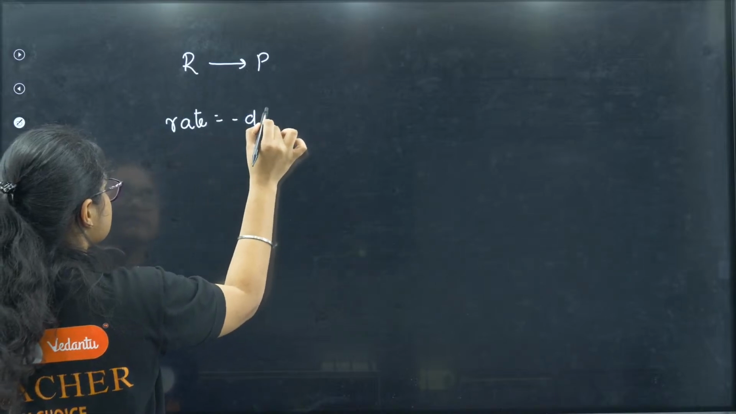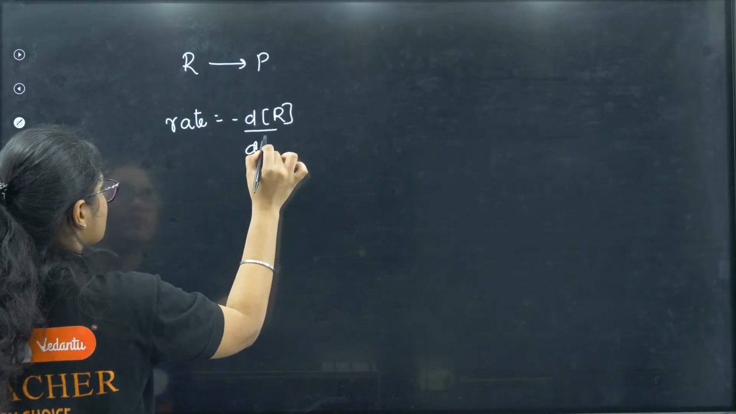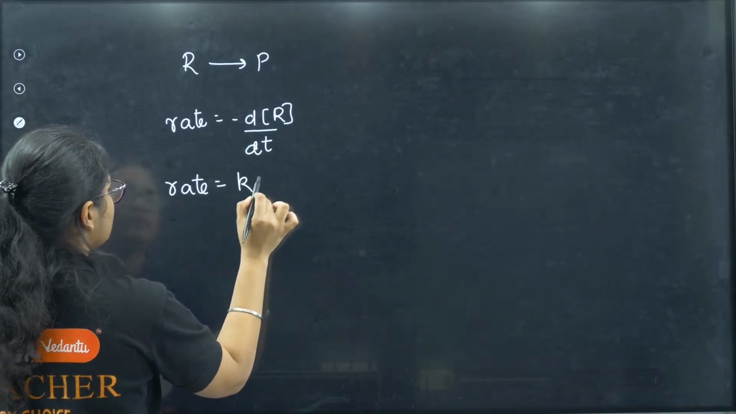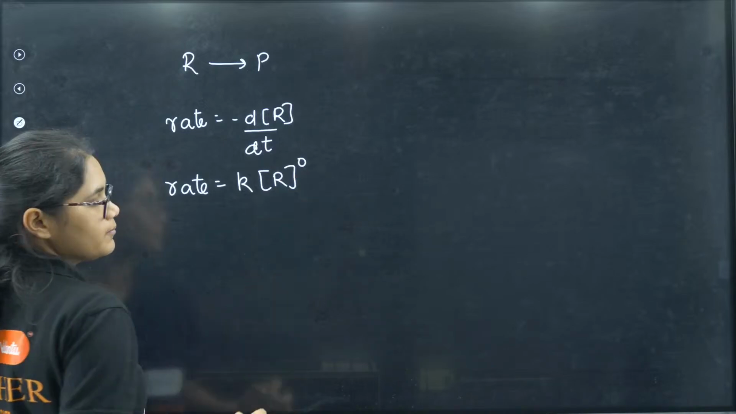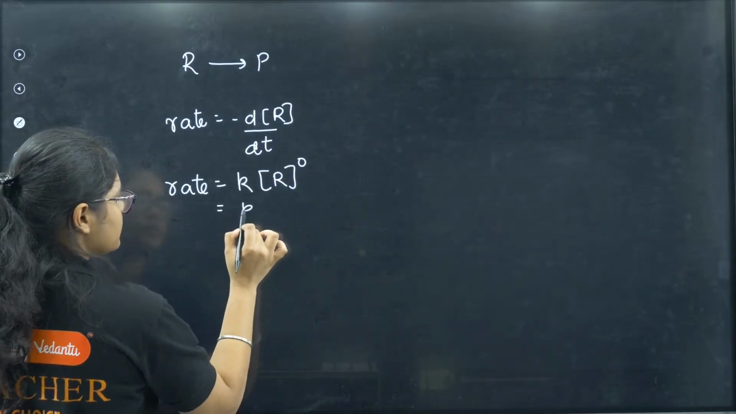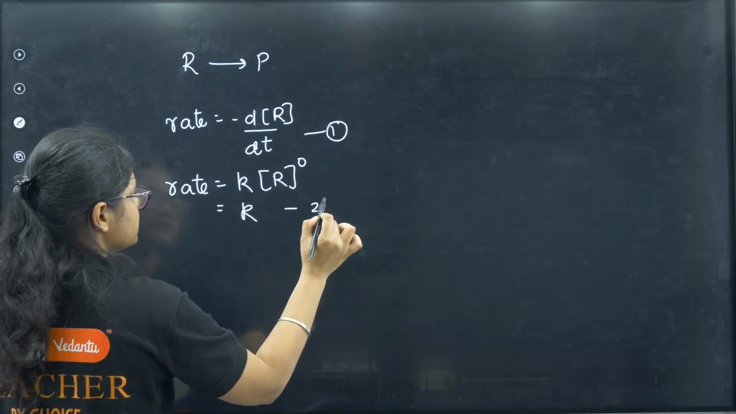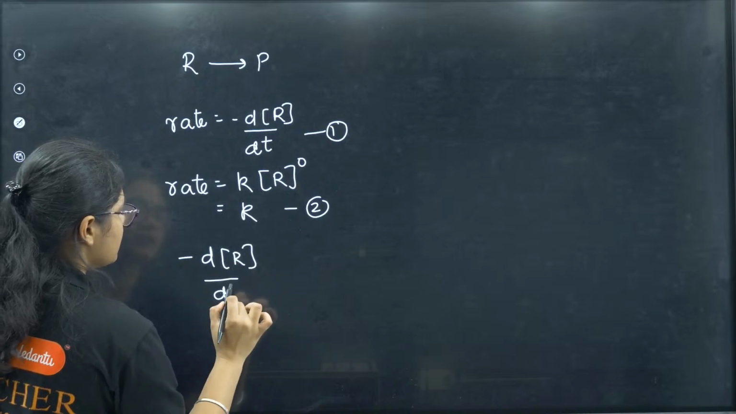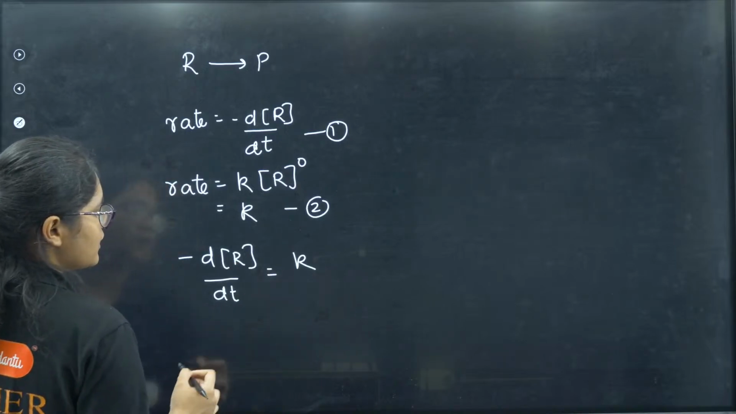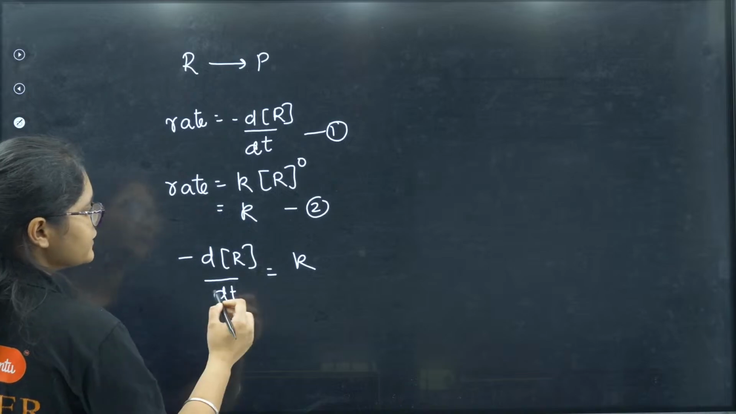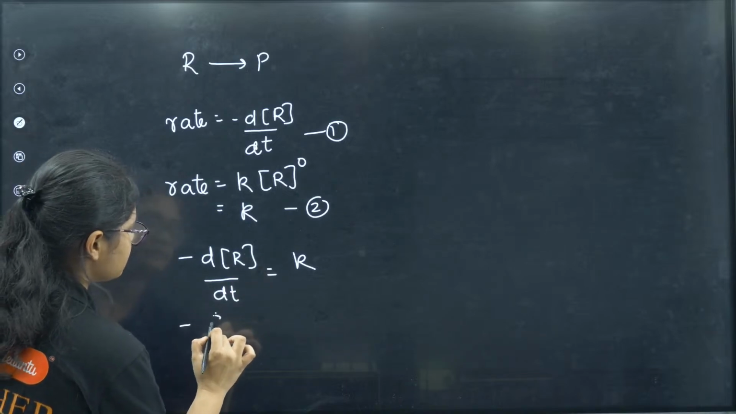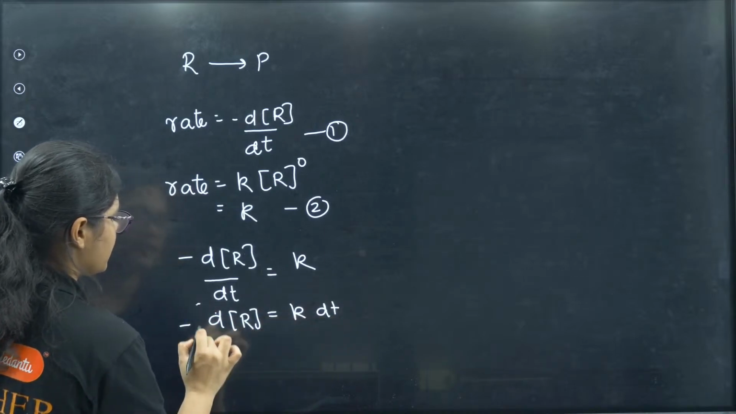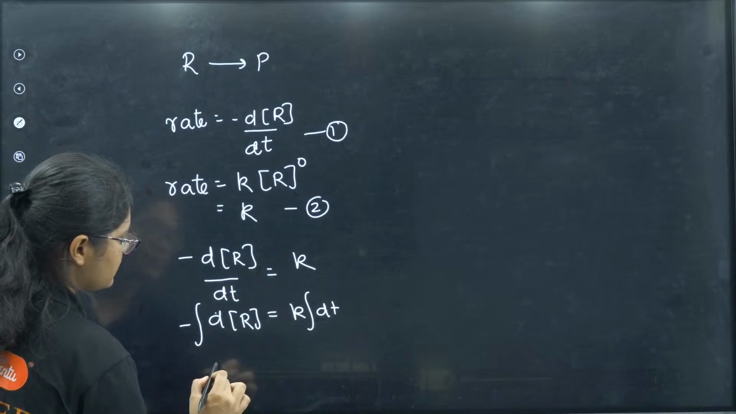So here I can write rate is equal to minus dR by dt. Then I can also write that rate is equal to K into R to the power of 0. If it is a zeroth order reaction, then it is equal to K. This is equation 1, this is equation 2. I can equate both of them and write minus dR by dt is equal to K. Now I can write minus dR is equal to K dt. Now take integration on both sides.